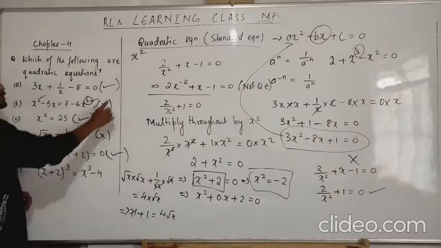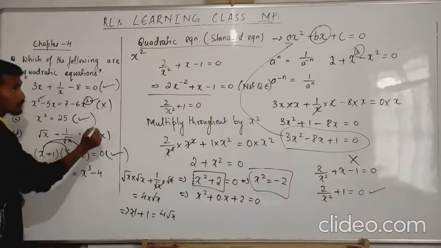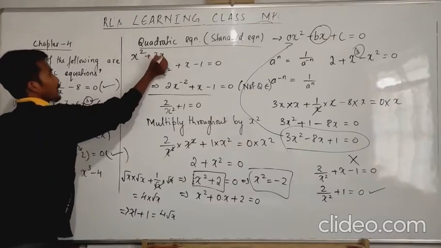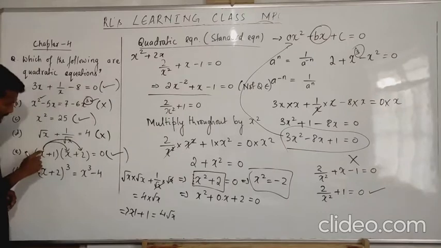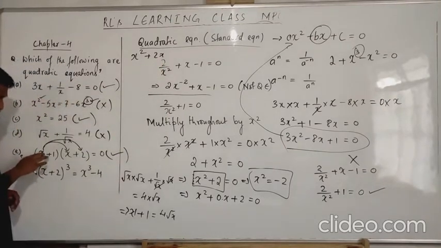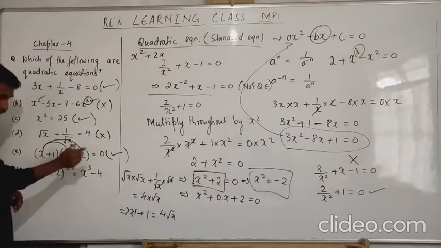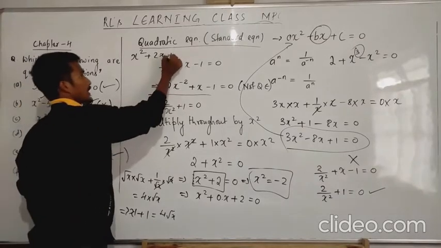x into x, x squared. Then x into 2, we got 2x. Now this x is finished multiplying both numbers. Then now multiply this. Now 1 into x, we got x.